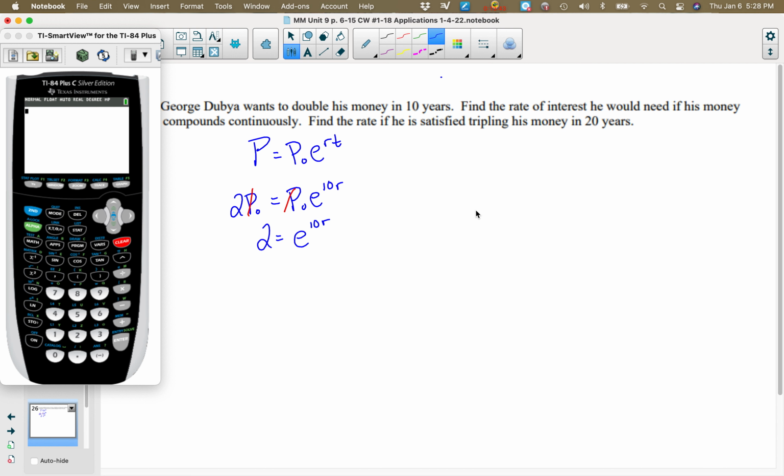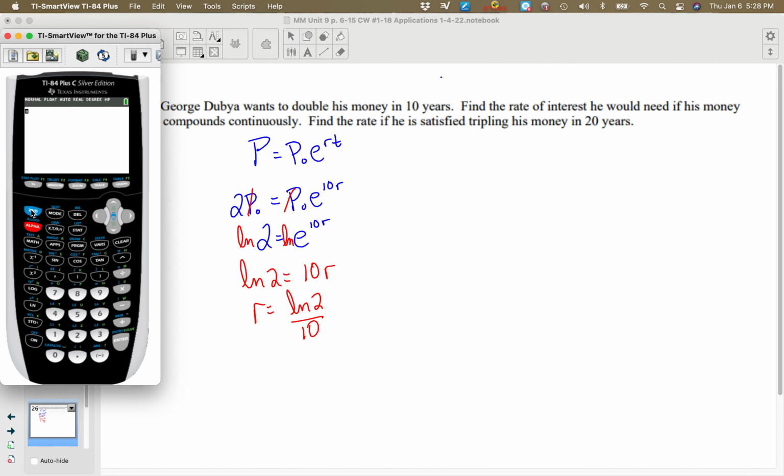Well, this is an exponential equation. So how do I solve exponential equations? I have to use logs. Since this is an e, I'm going to use natural log, so I'm going to natural log both sides. So I get ln2 equals, this is going to cancel out and leave 10r. So now I know that r equals ln2 divided by 10.